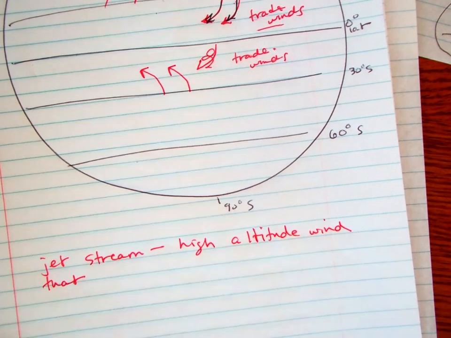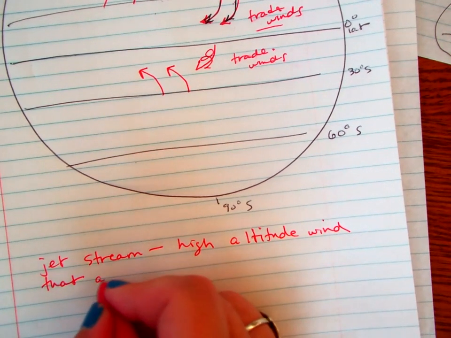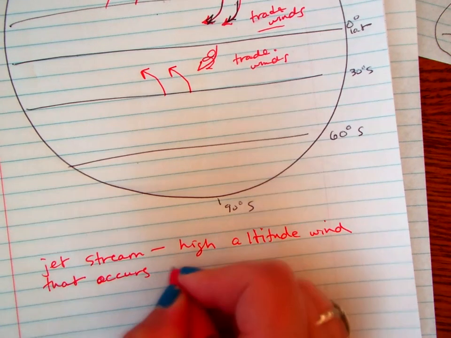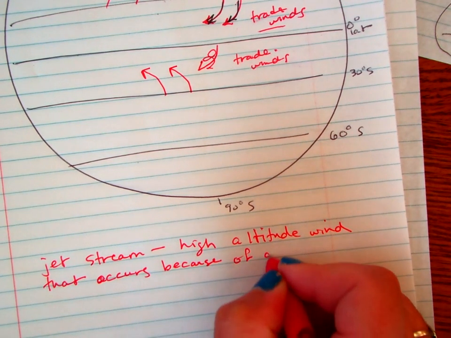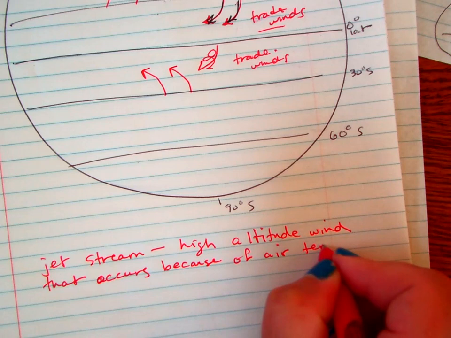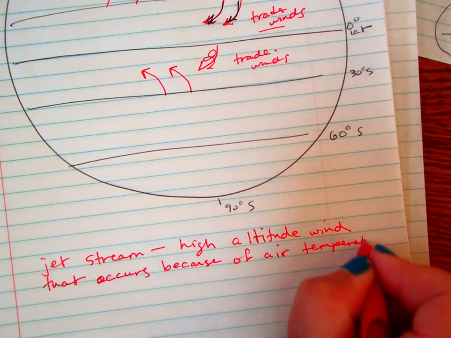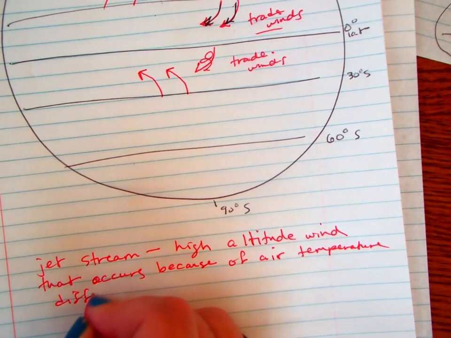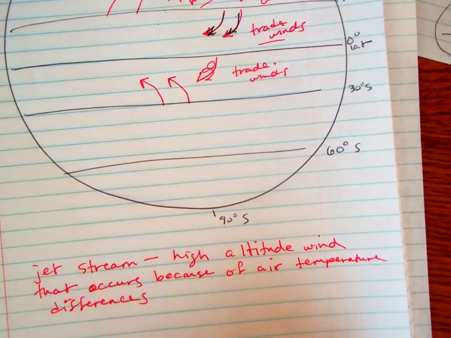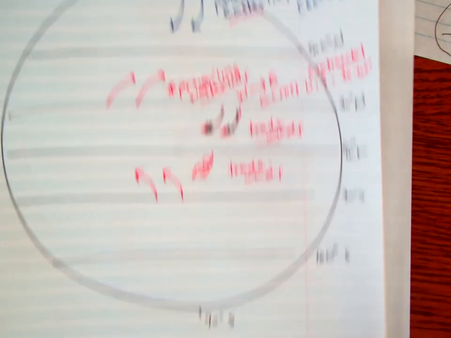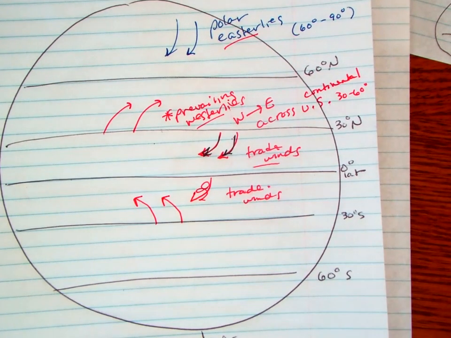That basically occurs because of differences in air temperature as well, and this occurs at high altitudes. If you want to find out a little bit more about some of these things in a longer discussion, I've included a video to explain some more about global winds.